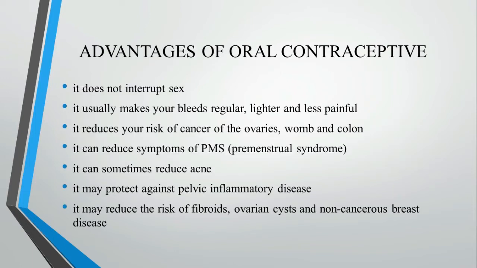What are some advantages of the oral contraceptive? It does not interrupt sex. It usually makes your bleeding regular, lighter, and less painful. It reduces the risk of cancer of the ovaries, womb, and colon. It protects against pelvic inflammatory disease. It reduces the risk of fibroids, ovarian cysts, and non-cancerous breast disease.